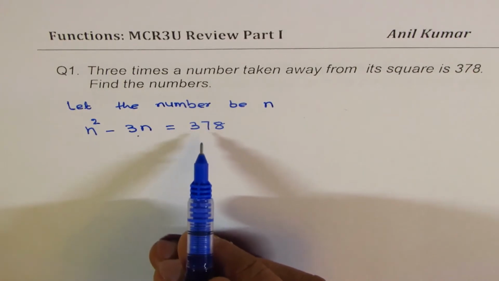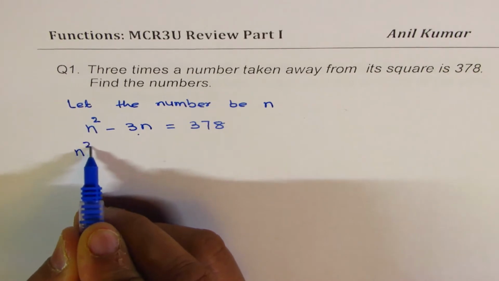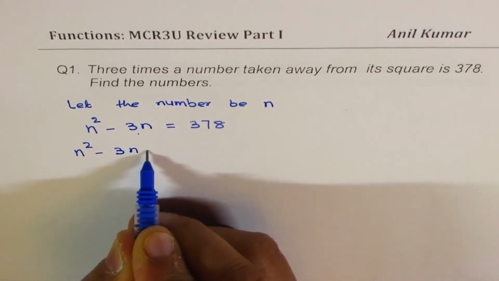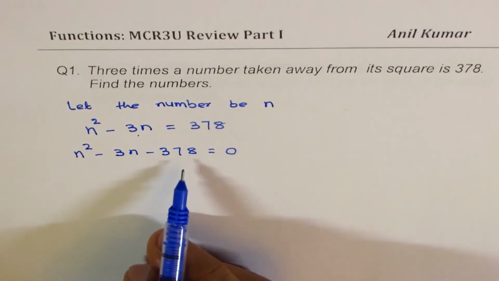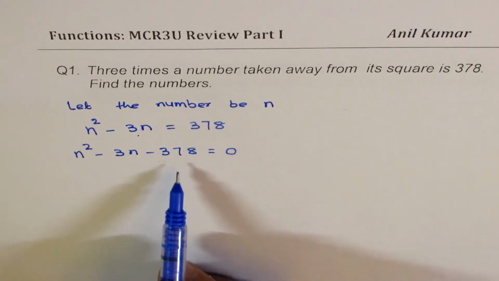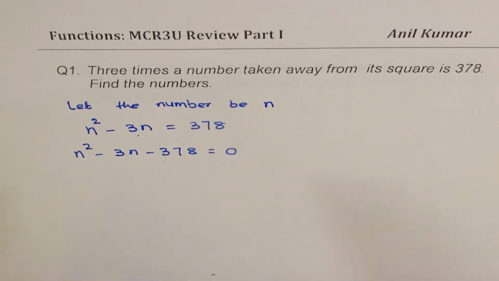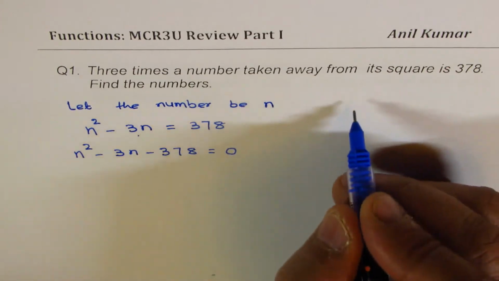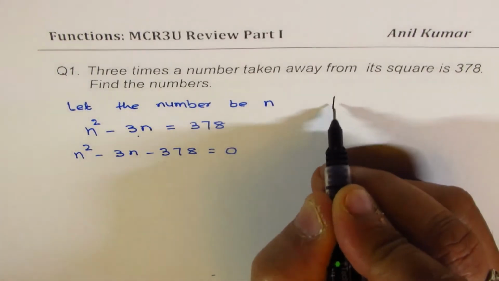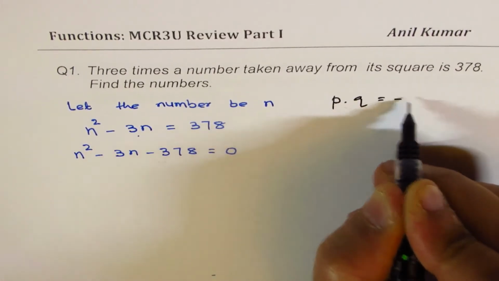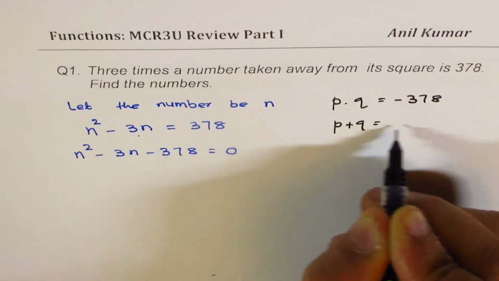So it's a direct application of quadratic functions. Bring the terms together, we get n square minus 3n minus 378 equals 0. Now you could use the quadratic formula to find the solution, or factor and find the solution. Now we are looking for 2 numbers whose product, let's say p and q, is minus 378 and whose sum is 3.